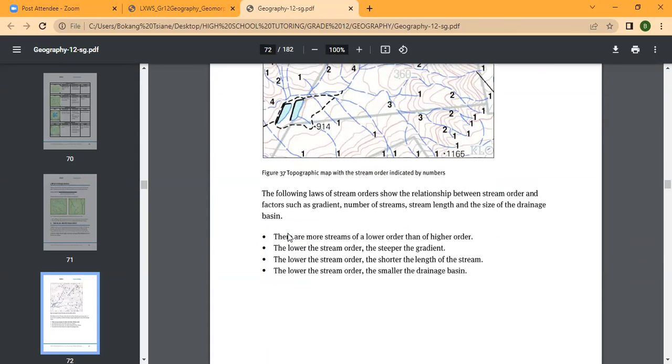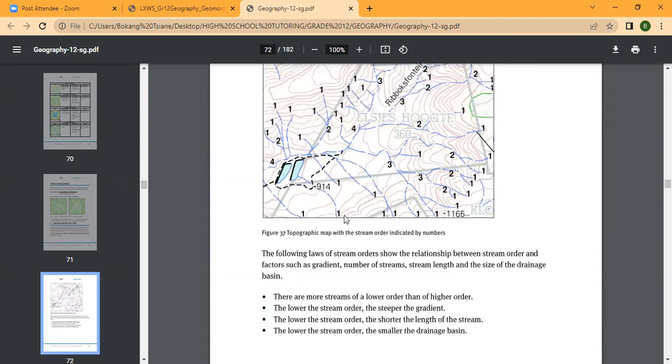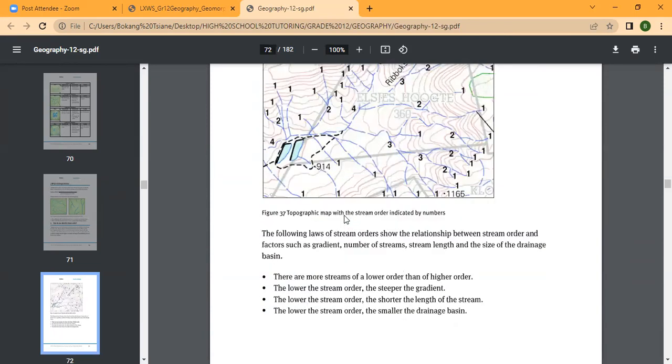And then we have rules that we need to follow when we order our streams. So the rules read as follows. I won't read the rules for you, because I take it you're already exposed to them. But then there are more streams of a lower order than of a higher order. This means that we have more 1 streams than 2, than 3, and than 4. And you can see it here. There are many 1 streams. And then the lower the stream order, the steeper the gradient.